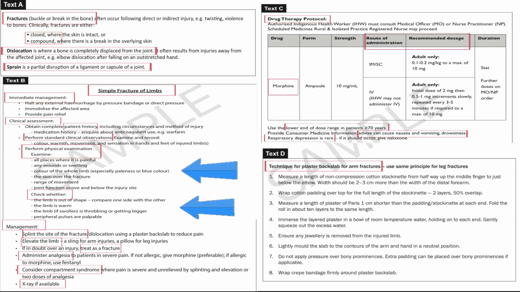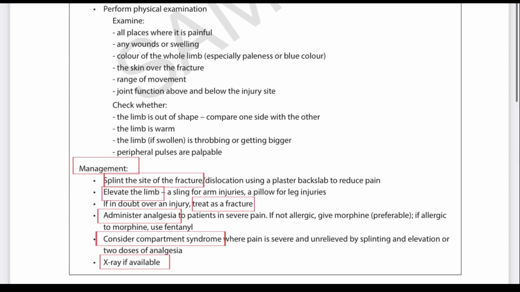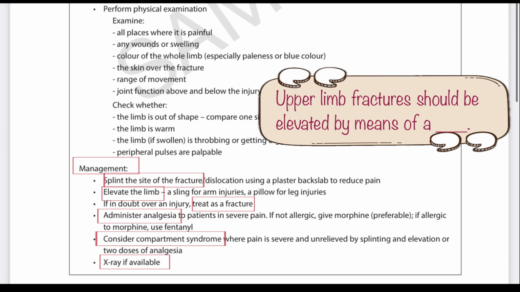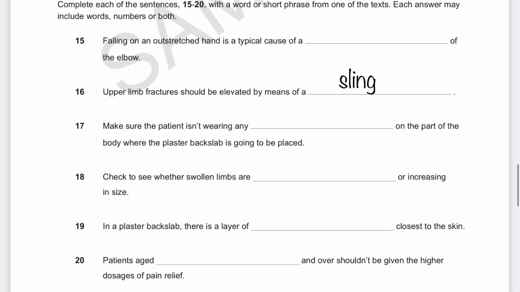So looking at the extracts, we know that we need to go to text B since we actually saw the phrase "elevate the limb" while we were skimming the text in the beginning. And now we'll look for the answer. So "elevate the limb" is a sling for arm injuries, or in other words, for upper limb fractures. So the answer is sling.